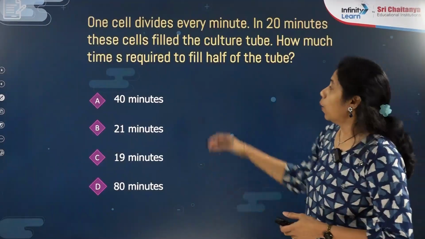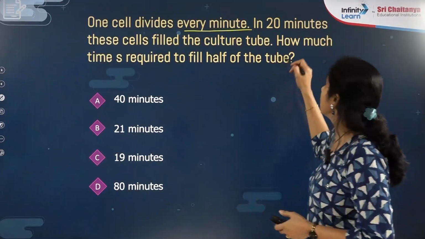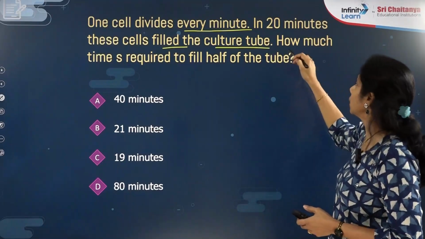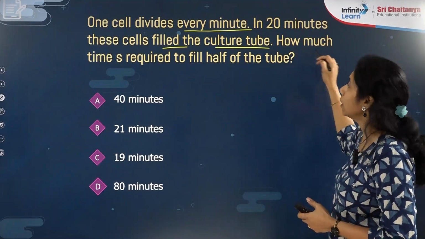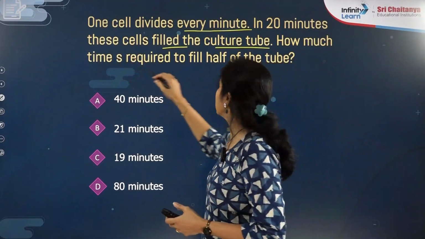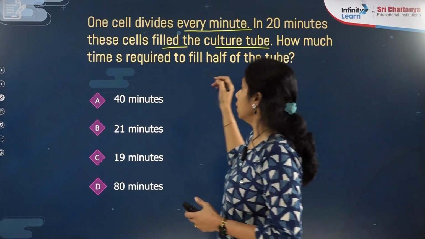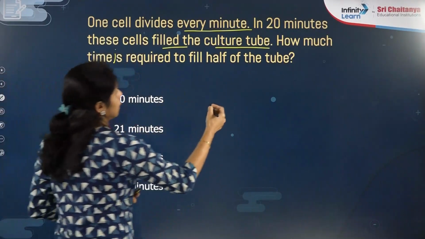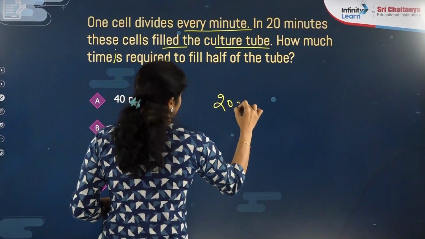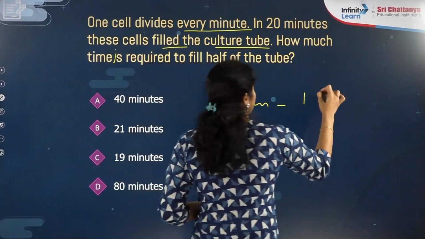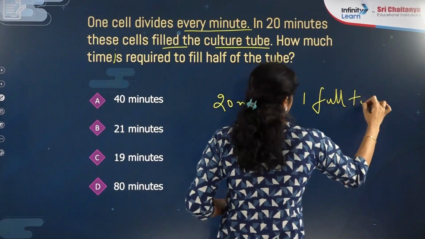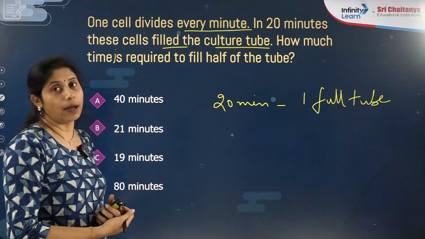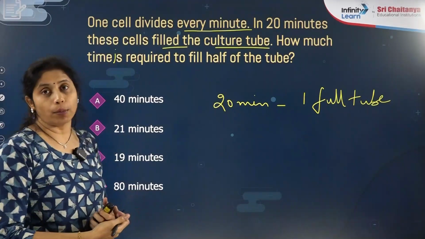Next one. One cell divides every minute. In 20 minutes, these cells filled the culture tube. One complete tube got filled by that. How much time is required to fill half of the tube? In 20 minutes, one full tube, and every minute it is doubling. So the doubling time is just 1 minute.